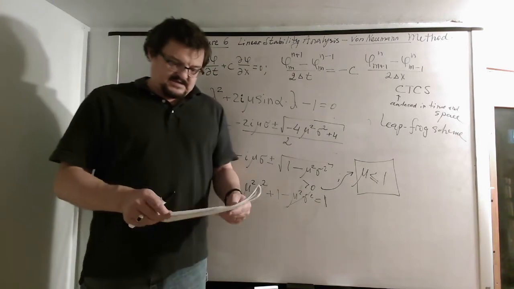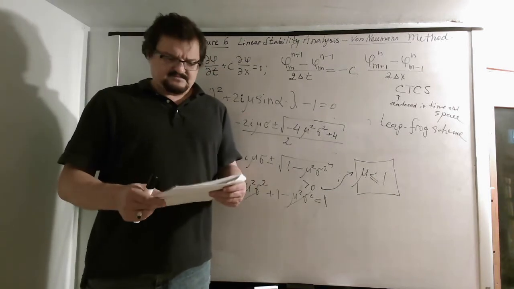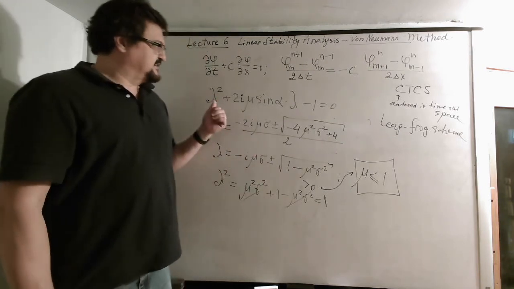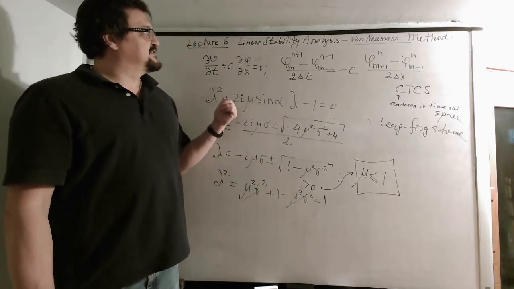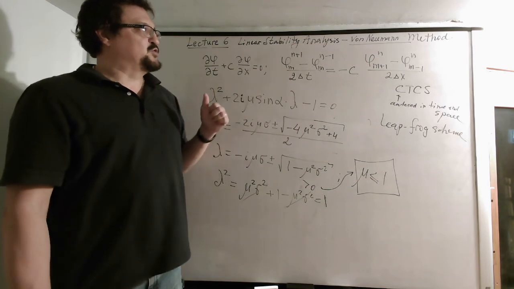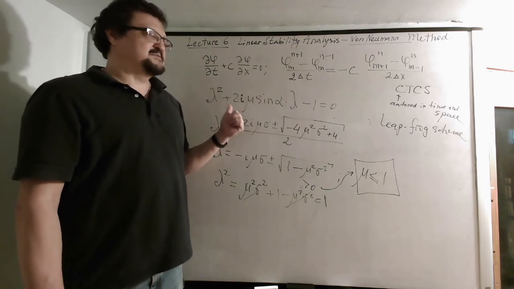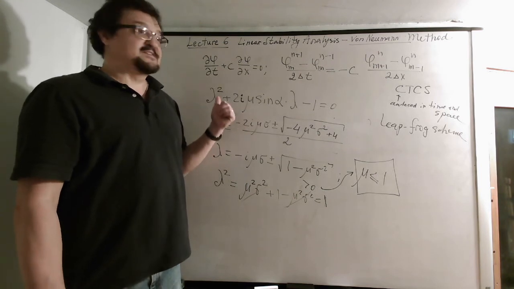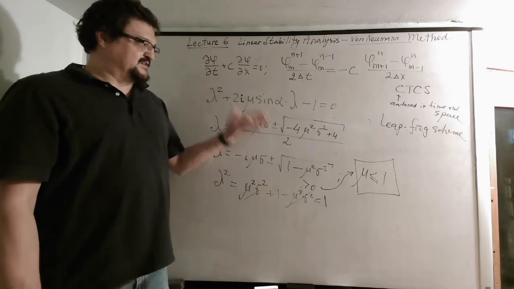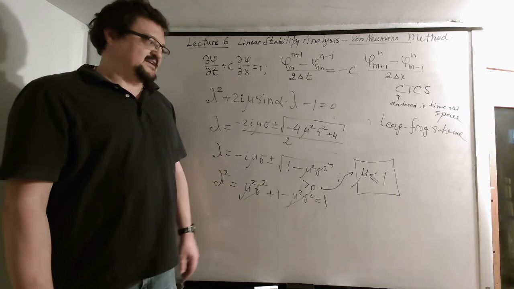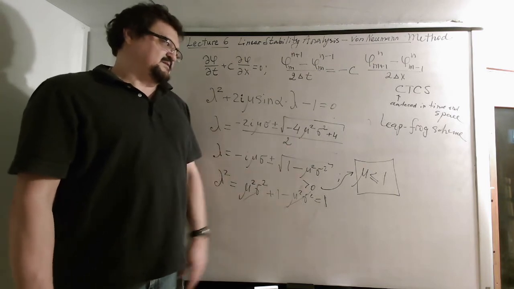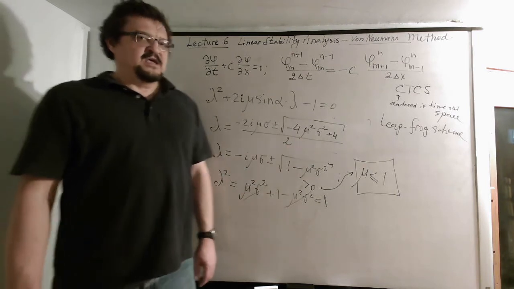So I think that's it concerning linear stability analysis with the von Neumann method. I think it's a very nice method, very simple, and it produces immediate results. You can immediately say if your scheme is unstable or not.